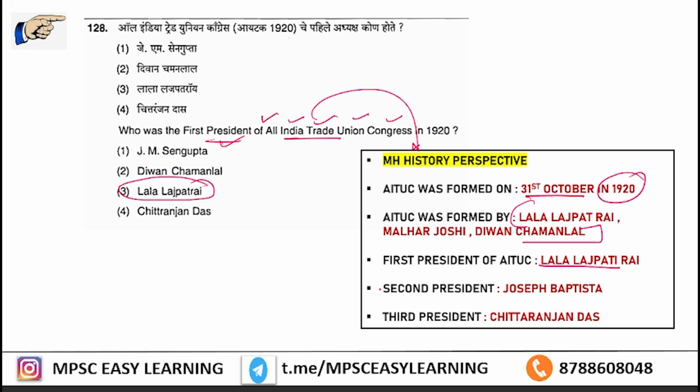The second president, please note this is important. The reason why I say so is because the second president was Joseph Baptista. And if you find Joseph Baptista in the options, you might not go for it because it is an English name. तो इससे आपका क्वेश्चन ट्रिकी बनेगा. So the second president of ITUC was Joseph Baptista and the third president was Chittaranjan Das.